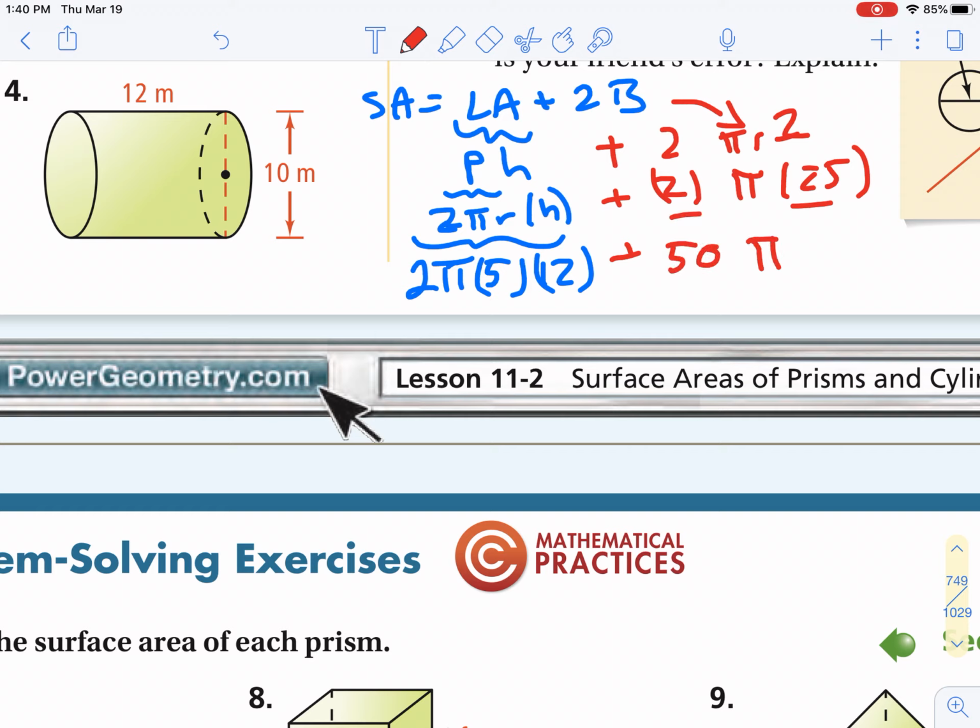Let's bring the 2 and the 25 together. 50 pi. All right, so if I were to bring all of that together, we would take 5 times 12, that's 60. And then we have times 2, 120. Bring that together, so it looks like that's 170, all in terms of pi and meters squared. Pretty simple stuff. Hopefully that makes sense.